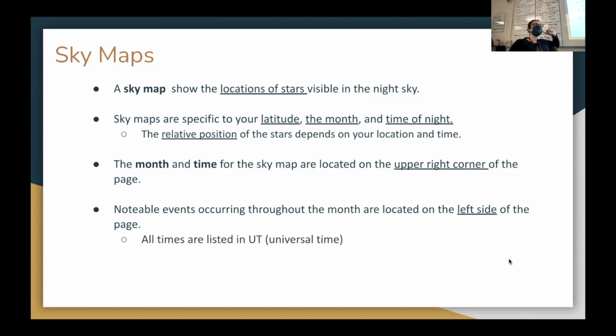Oh, also, all the times that are listed on a sky map are typically listed in universal time or UT. You might have also heard this referred to as Greenwich Mean Time. Currently, because we're on daylight savings time, Eastern time is going to be equal to universal time minus 4 hours. So if you want to know our current time versus UT, just subtract 4 hours. When we're not on daylight savings time, for Eastern, it's UT minus 5 hours.